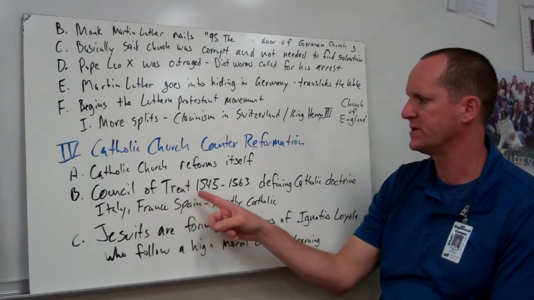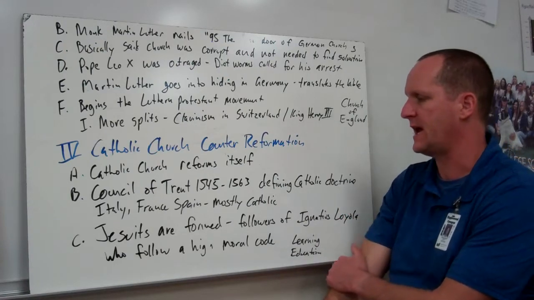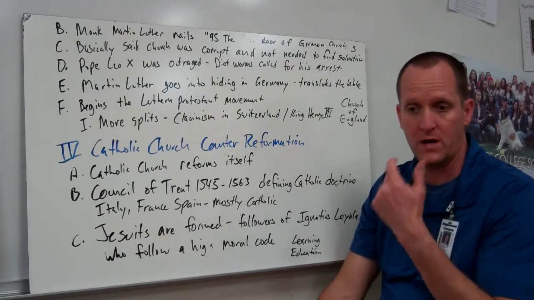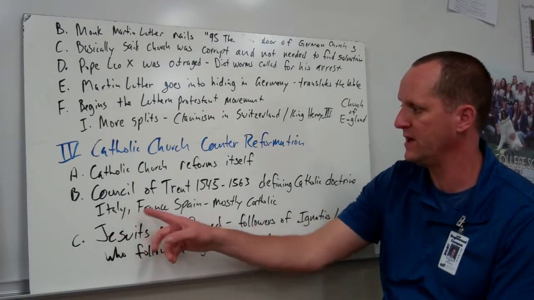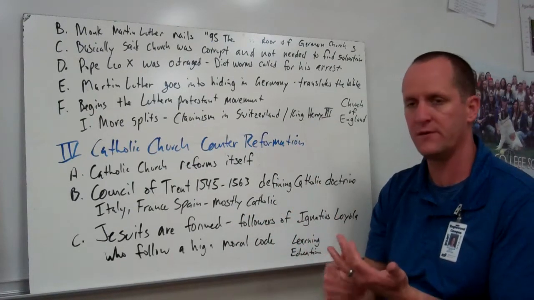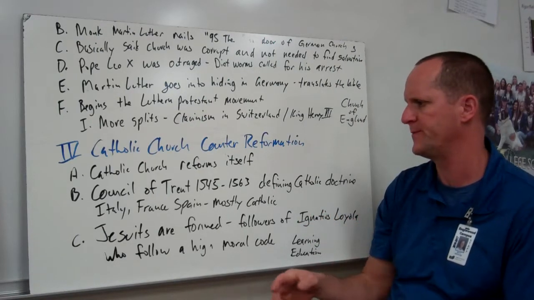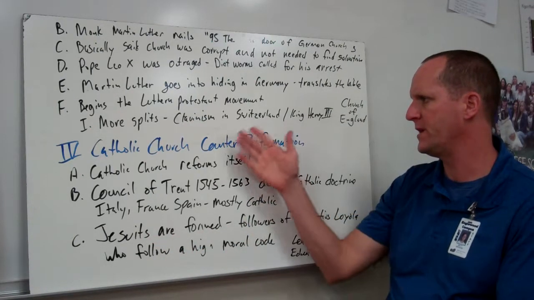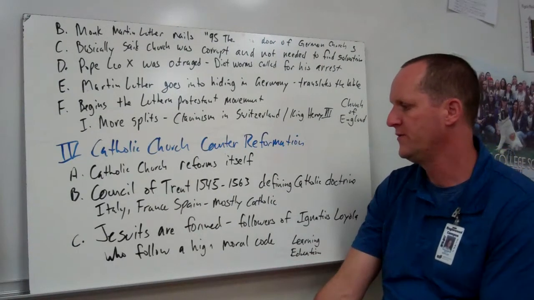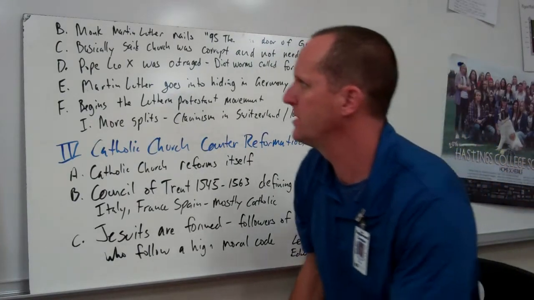Sets about with the Council of Trent in 1545 to 63, defining Catholic doctrine. And make no mistake about it, there were very Catholic countries of Italy, France, Spain. They were mostly Catholic. The areas of England, because of the Church of England, and a lot of places in Germany became much more Protestant. Now, the Jesuits are formed under this Catholic Reformation, followers of Ignatius Loyola, who follow a high moral code. Learning, education is some of their precepts.